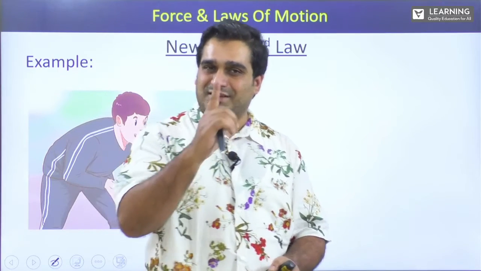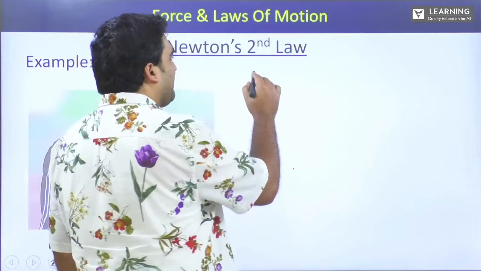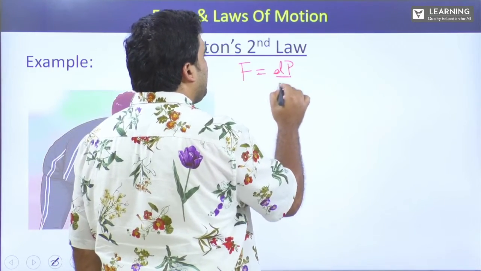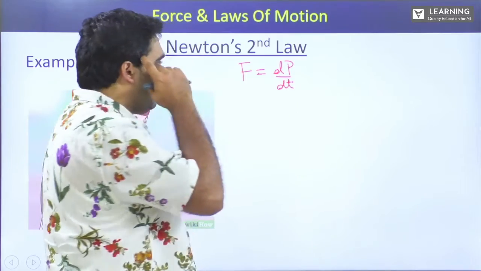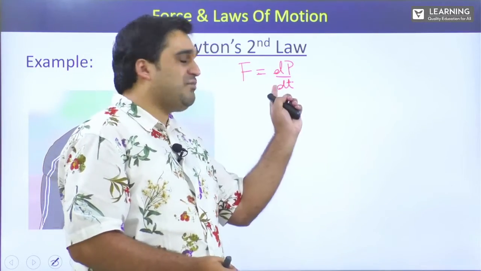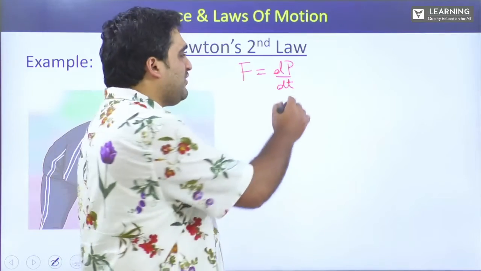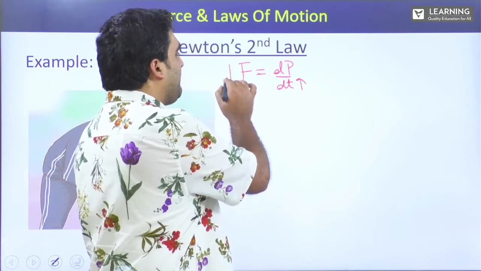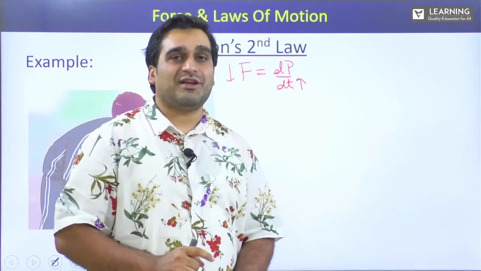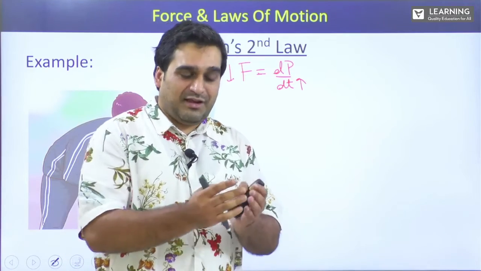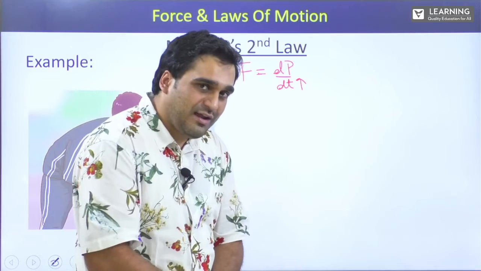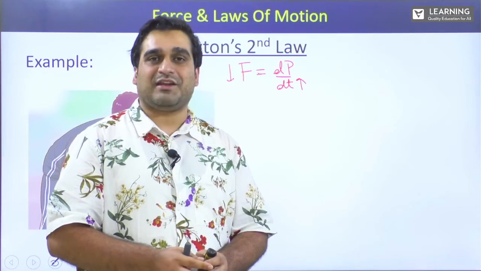When you increase the time of catch, you are reducing the force. How do we know this? Let's take a look at it, where F equals dP by dt. By increasing the time of catch, the denominator increases. If the denominator increases, then what happens to the result? It decreases. And that is how you can reduce the force of impact on your hand. All right, so you have to lower your hand when you catch a cricket ball.